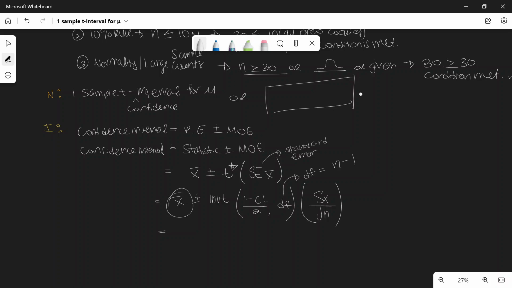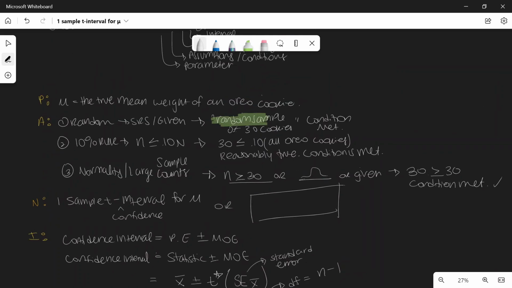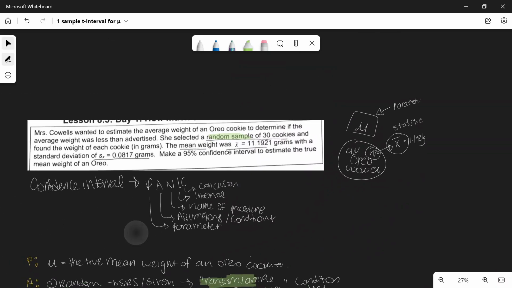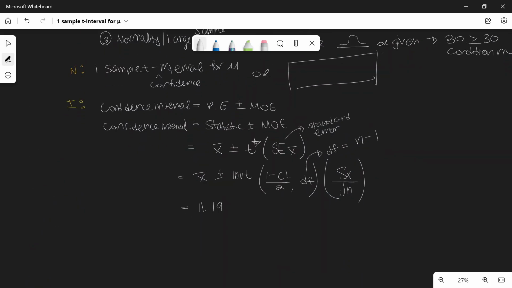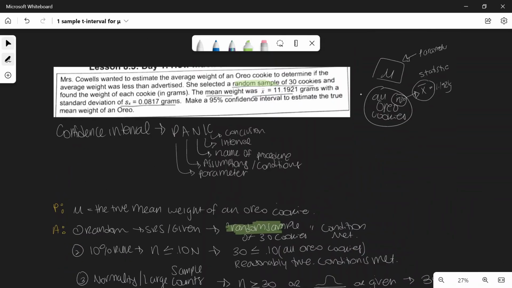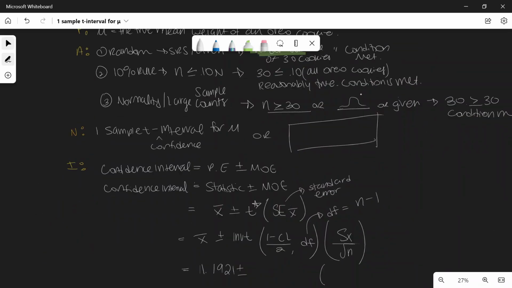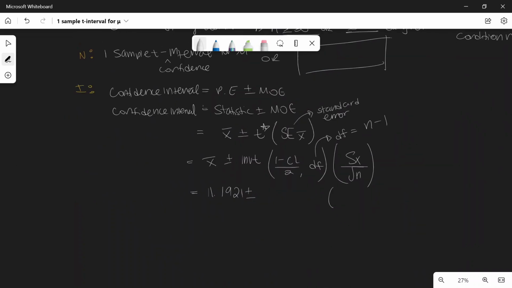Okay, so your statistic, x bar, what is that? I think it was 11 point something, so let's go back up and see what it was. It was 11.1921. Plus or minus, we're going to leave this here for now, and we're just going to do the standard error of x bar, which is what? 0.0817. Why can't I see my mouse?